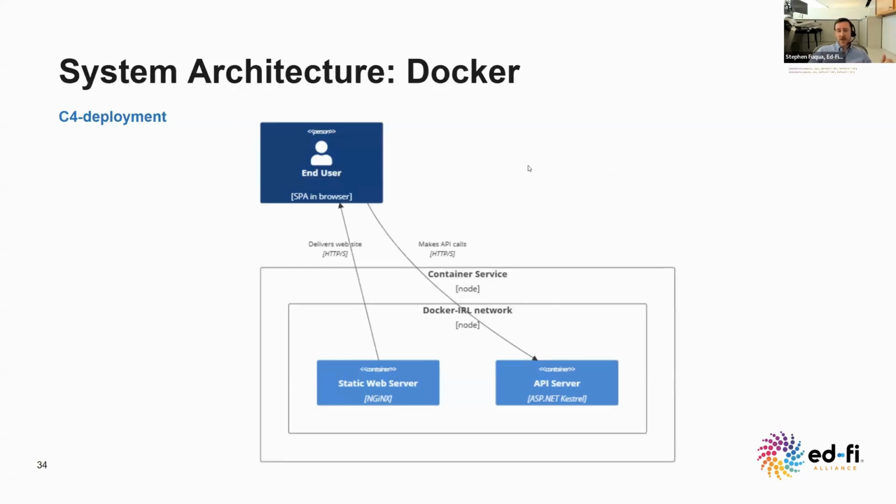So now we've got a system architecture that looks like this. End user is, this is actually a deployment diagram. They're coming into the container service. Inside the container service, you have this network that's for Docker, what I call Docker IRL, and that's where you've got the static web server and an API server that this user is going to be interacting with.